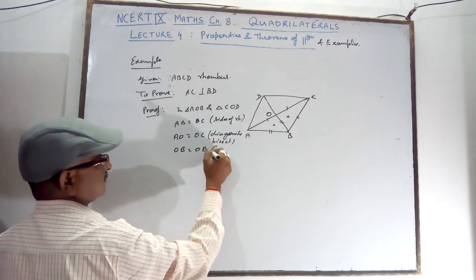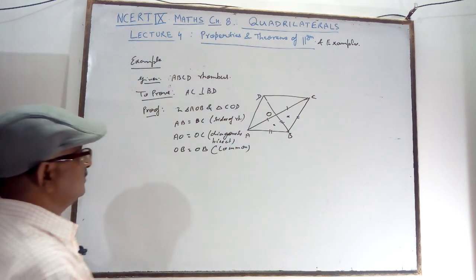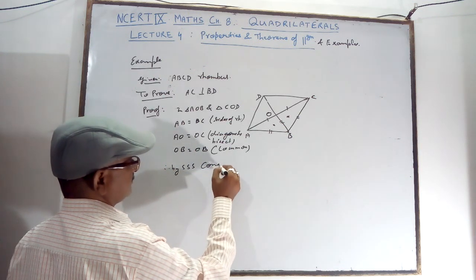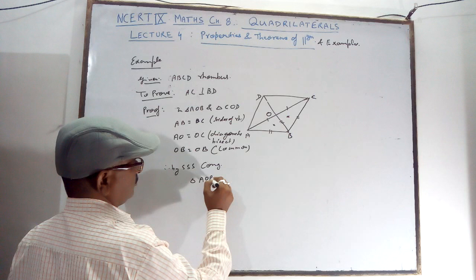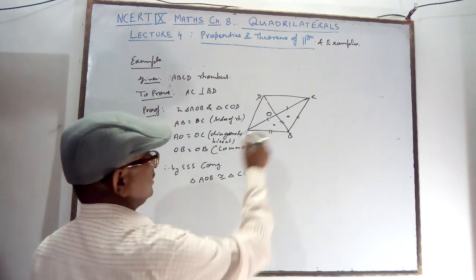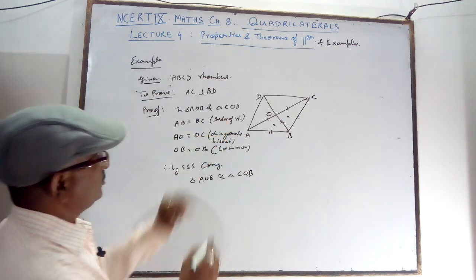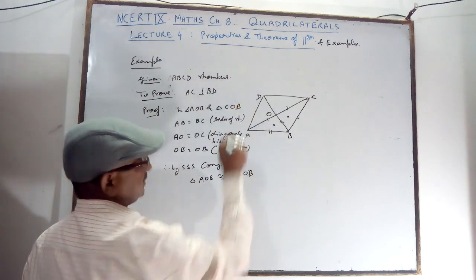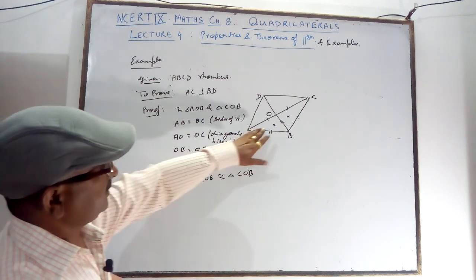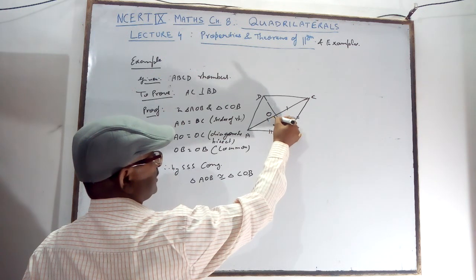Why? Common. OB is equal to OB, common. Therefore, by SSS congruency, triangle AOB is congruent to triangle COB. Here I have written D, but it is AOB and COB, not D. AOB and COB I am taking. So clear? If they are congruent, then what about these two triangle angles?